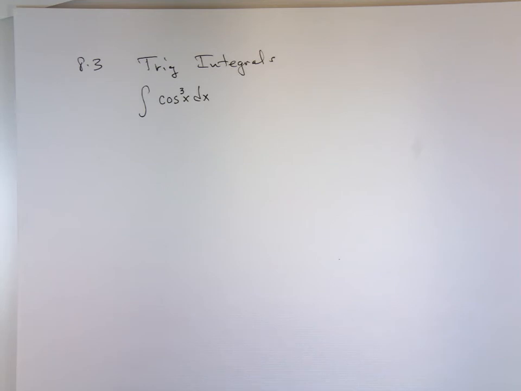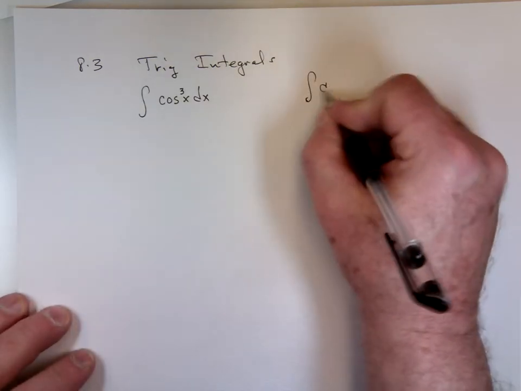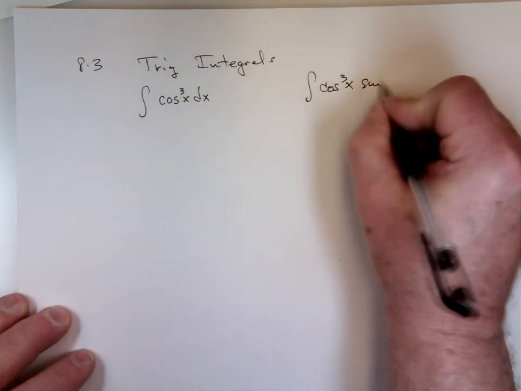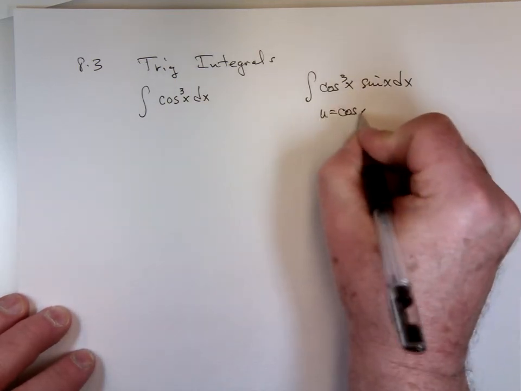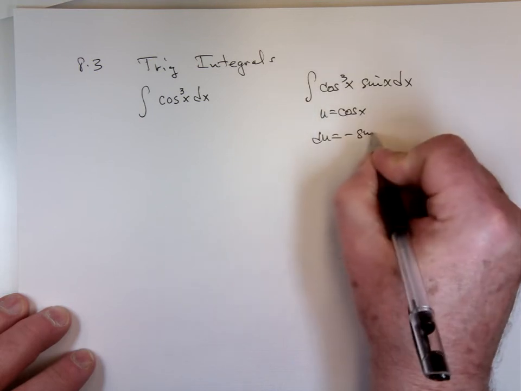All right, here's the deal. You cannot do this integral right now. It looks like it's a u to the n form where u is cosine. The problem is there's no sine to serve as your du. If you had this integral, this is easy. Let u equal cosine. Du is a negative sine. There's a sine, make it negative. That's easy enough to do, multiply by negative 1.